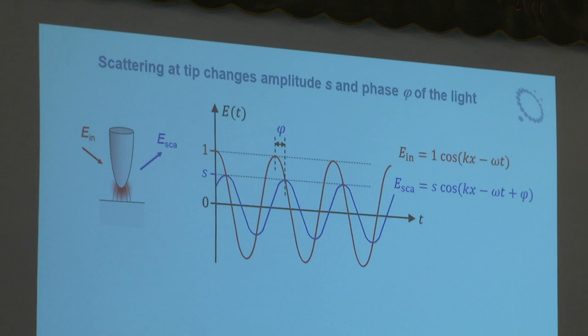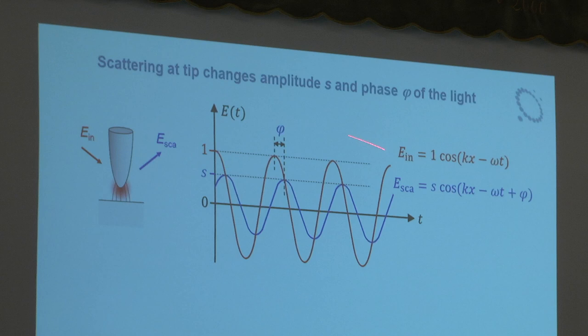So the scattered field now is S multiplied by the cosine, then we have the same expression again, plus this phase. I want to point out, we call this phi very often the phase, and I mentioned it recently to a couple of people, and they said, no, this is not the phase. All of that is the phase. And this is true, actually. All of that is the phase. This is the phase shift.